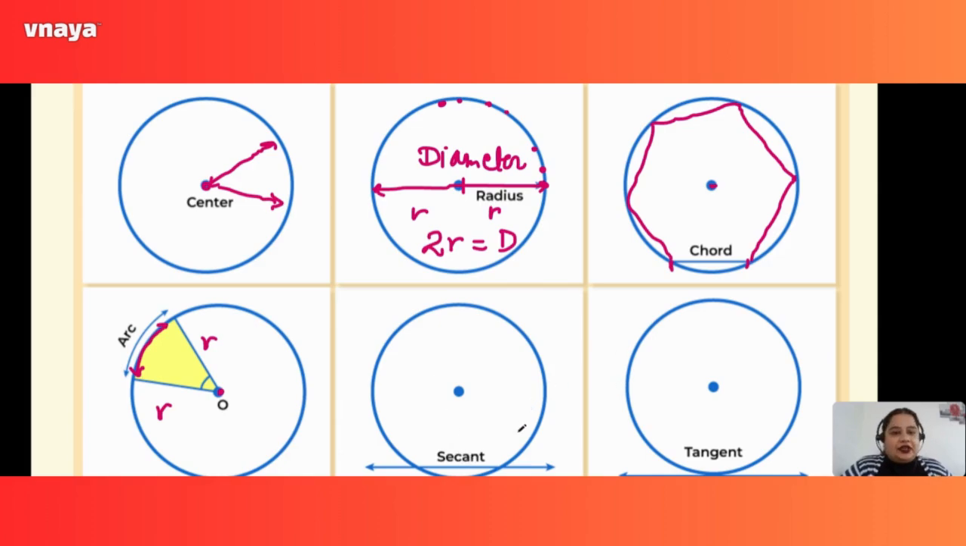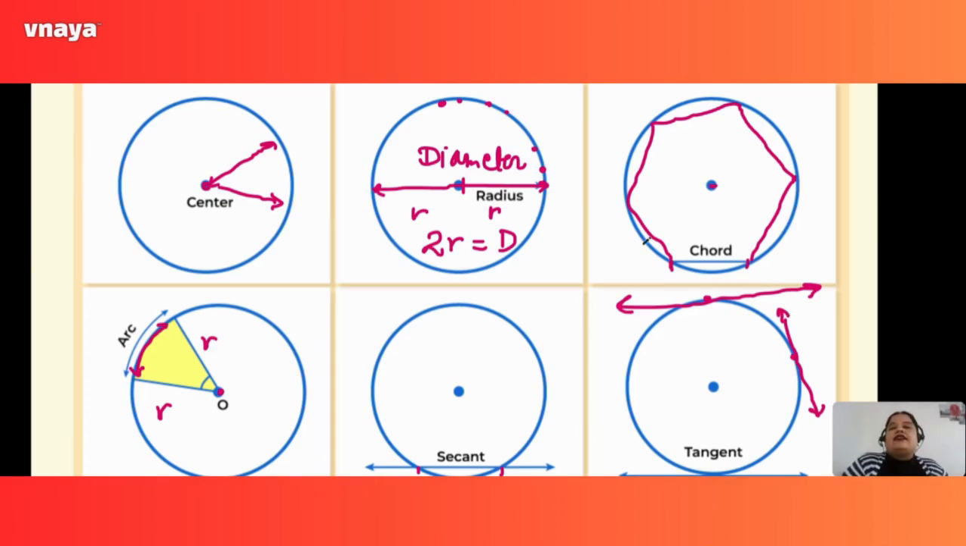Similarly, we have a secant. When a chord is extended to its outer portion, it's called a secant. And then we have a tangent. A tangent is whenever you draw a line on the boundary, also known as the circumference of a circle, which is not going inside the circle, that's called the tangent.